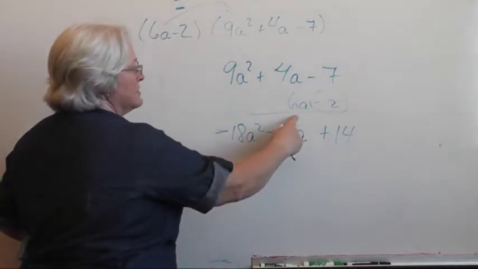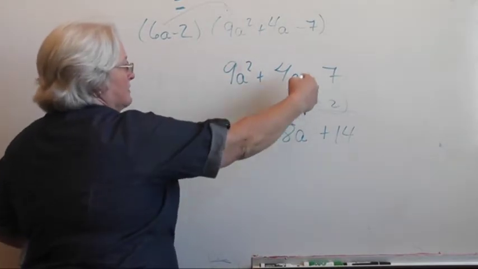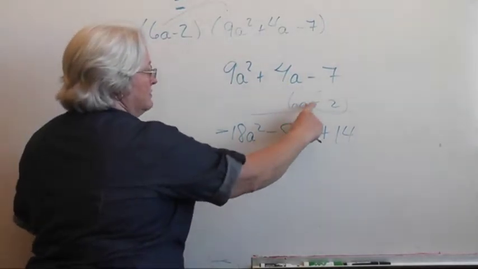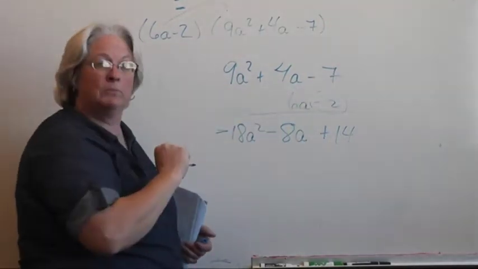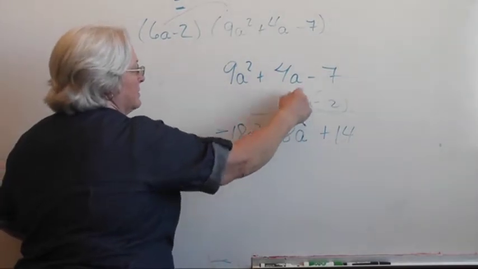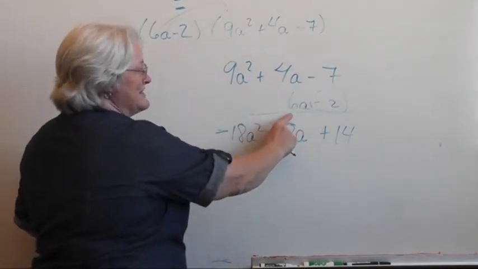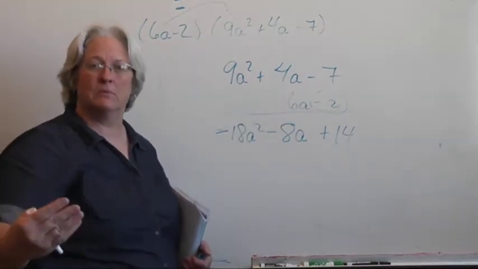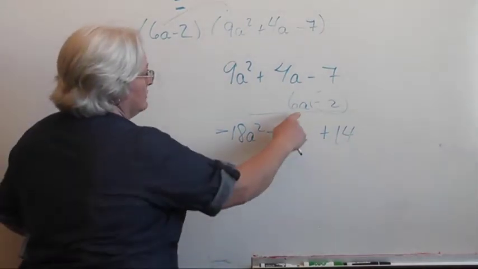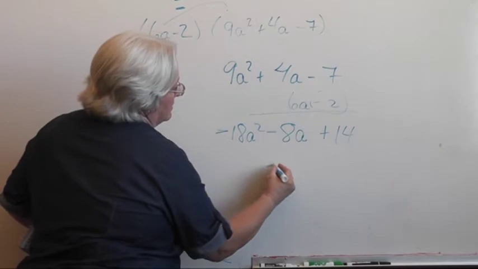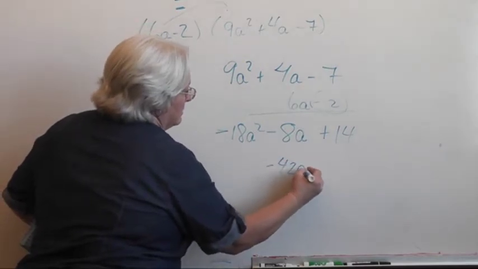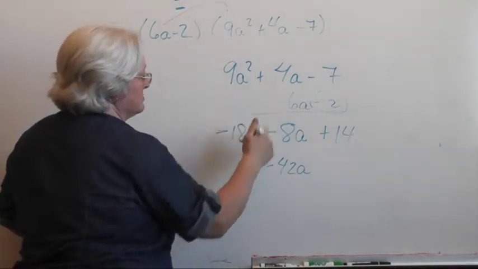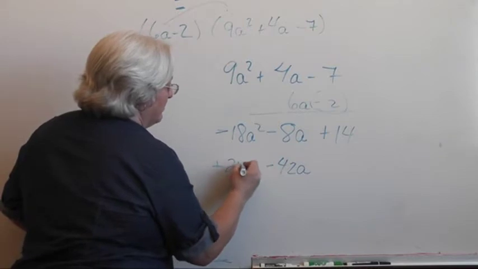Now we have to take 6a times negative 7, times 4a, times 9a squared. Similarly to how, if this were 62, you would take the units times the problem, then you would take the tens times the problem. Now we're going to multiply 6a, it's positive, times a negative 7. 6 times a negative 7 is negative 42a. We're going to line up negative 42a. See? 6 times 4, both of those are positive, so it's positive 24.